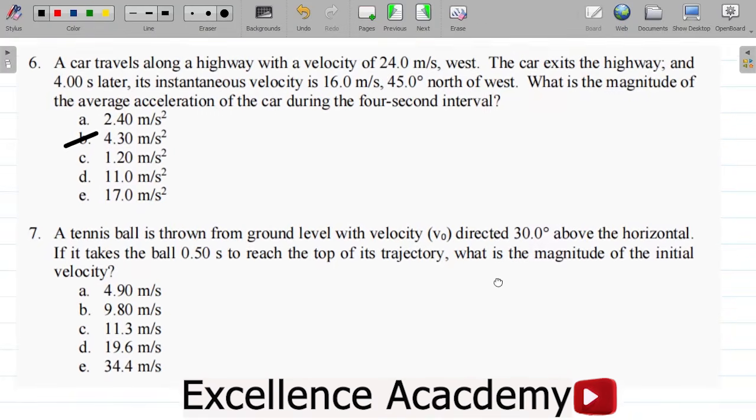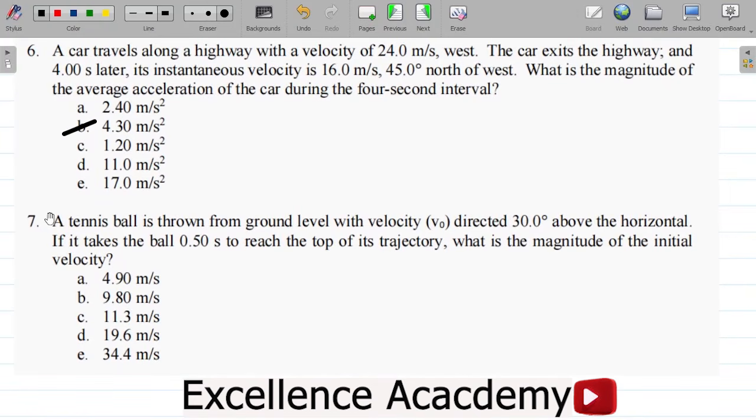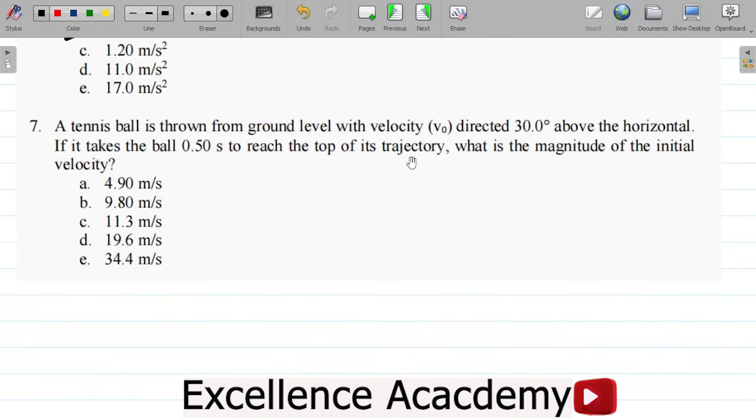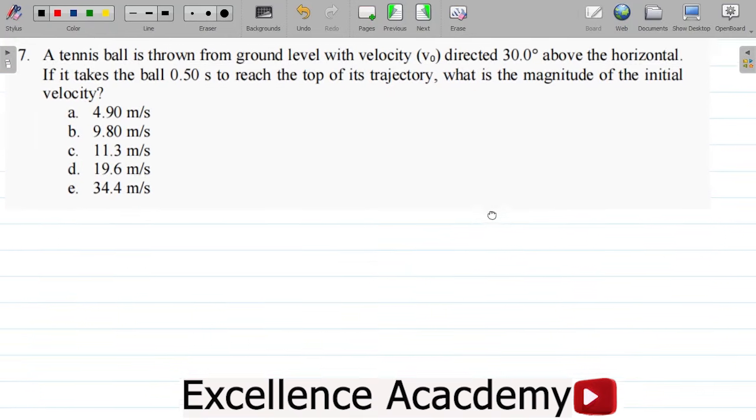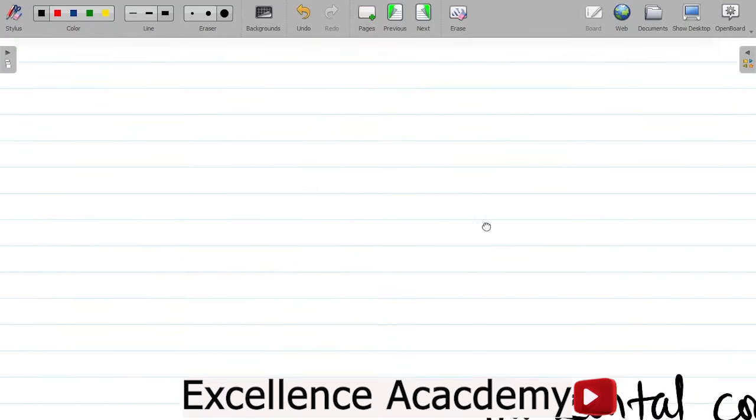All right. Okay, guys. So you have question 7. Question 7 is for you. It says a tennis ball is thrown from ground level with velocity v naught directed 30.0 degrees above the horizontal. If it takes the ball 0.50 seconds to reach the top of its trajectory, what is the magnitude of the initial velocity? You have your options here. All right, solve this question, leave your answer in the comment section, and I'll tell you if you're correct or not.